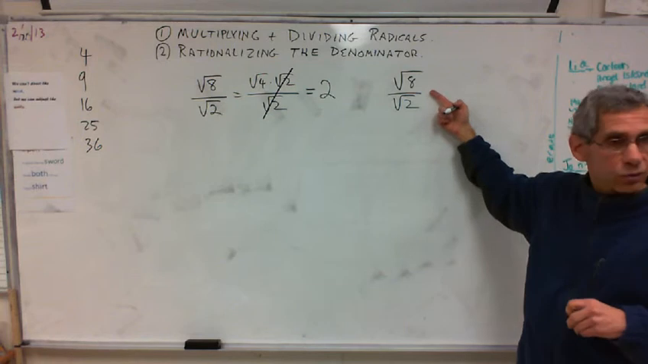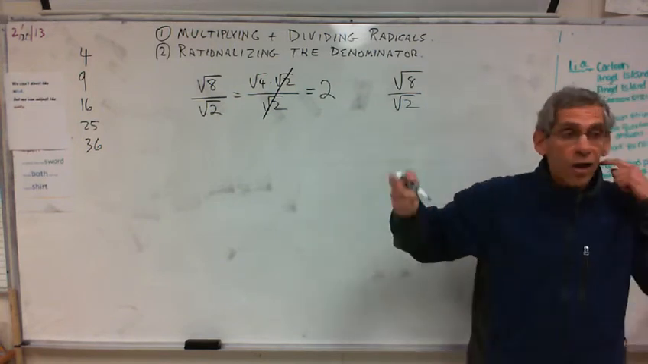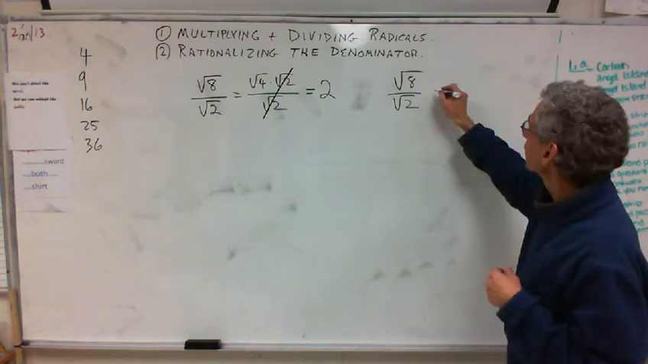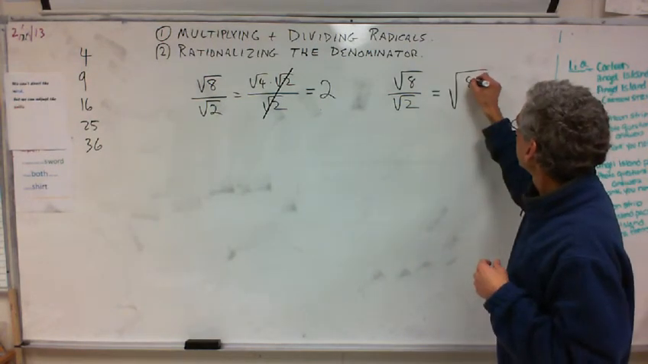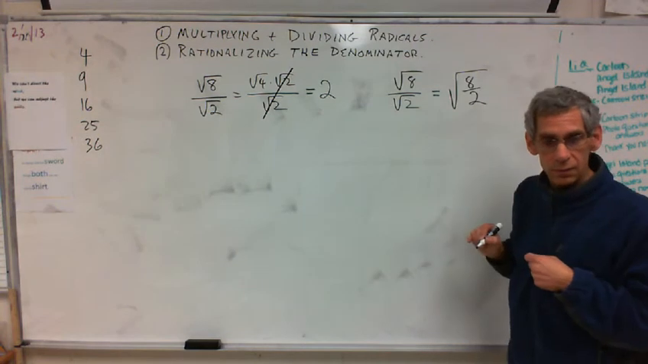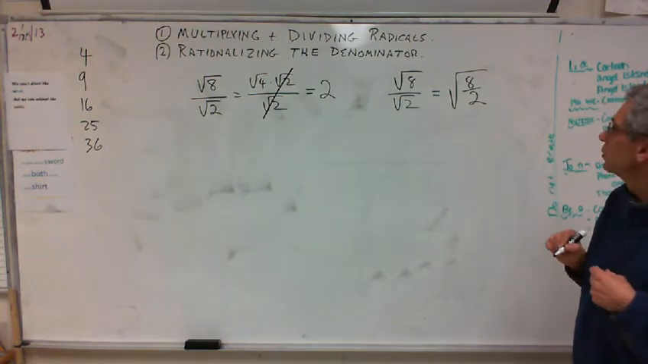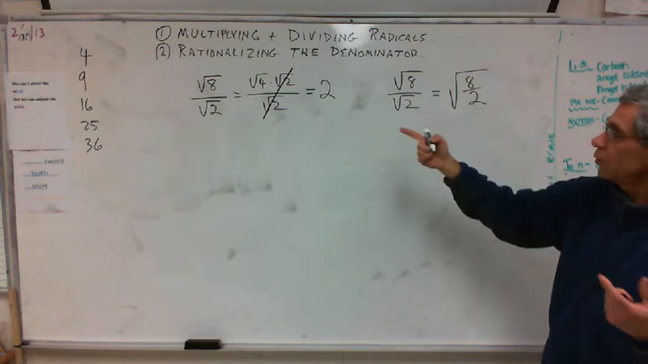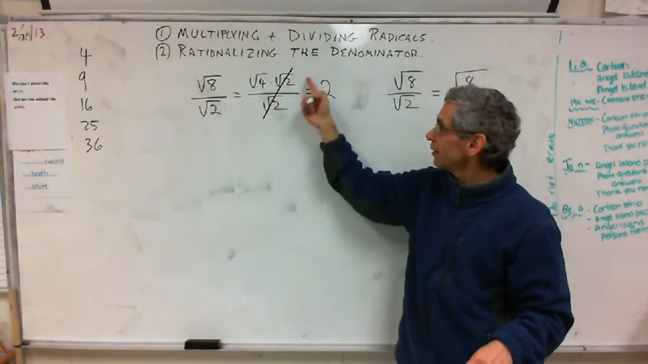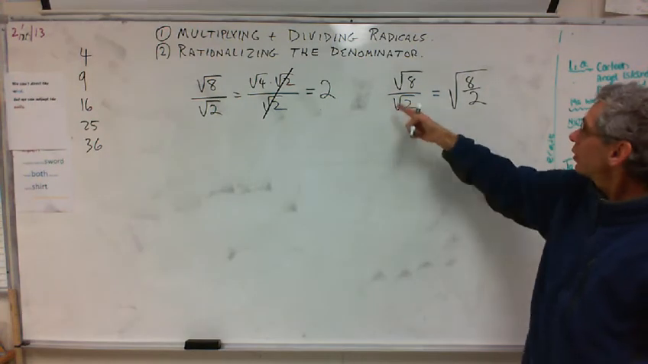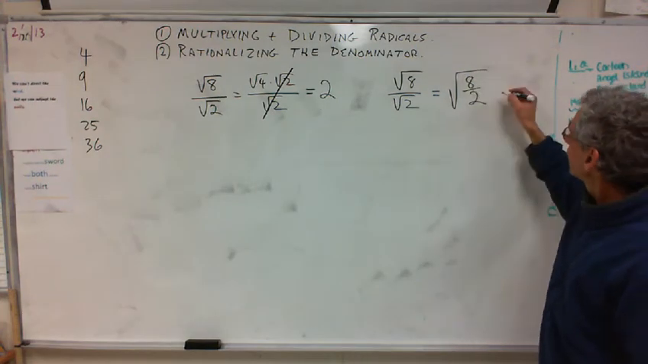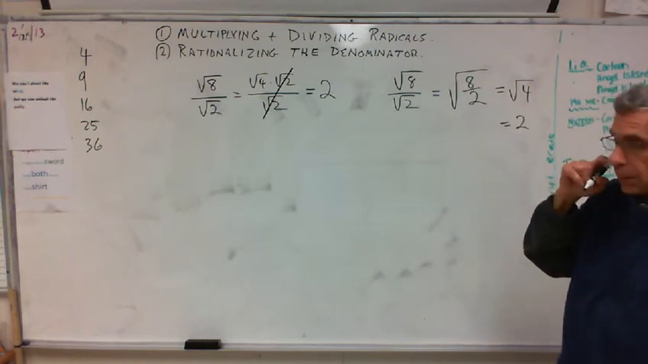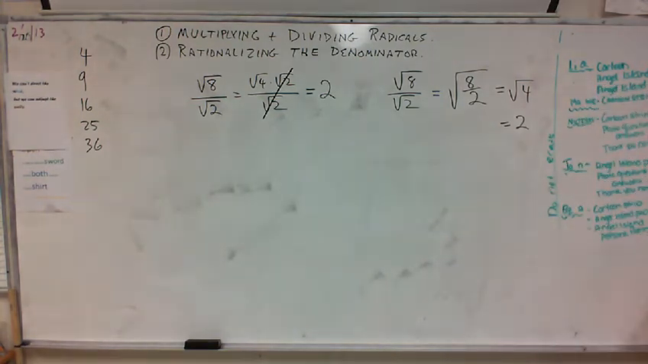So, the square root of 8 over the square root of 2. Now, using the other method, we can put them both under the same square root sign. Watch this. The square root of 8/2. Write this down in your notes. This is the other method. Same thing, two ways you could do it. You could simplify each one separately and then cross things out. Or you could put it under the same square root sign, and immediately I see that's the square root of 4, which is equal to 2. Either way, they both work.